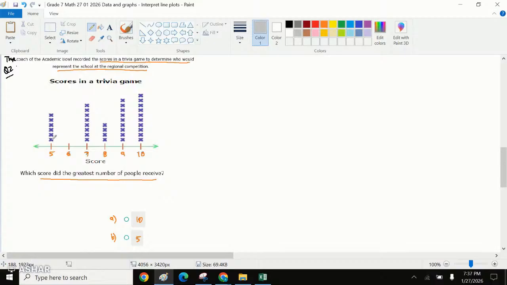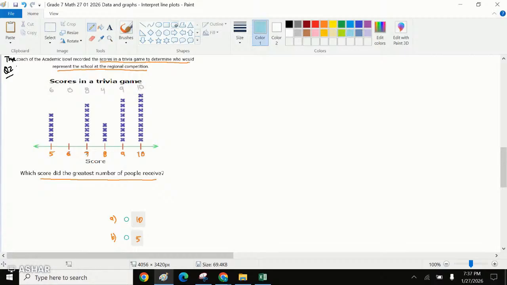We can say 5 was scored by 6 people. 6 was scored by no one. 7 was scored by 1, 2, 3, 4, 5, 6, 7, 8, by 8 students. 8 was scored by 4 students. We don't even have to count everything. What we can do is we can look at the highest tower over here, right? 1, 2, 3, 4, 5, 6, 7, 8, 9. And this would be 1, 2, 3, 4, 5, 6, 7, 8, 9, 10.